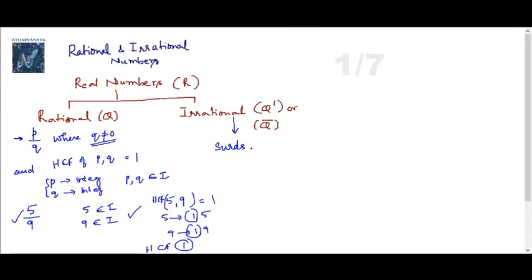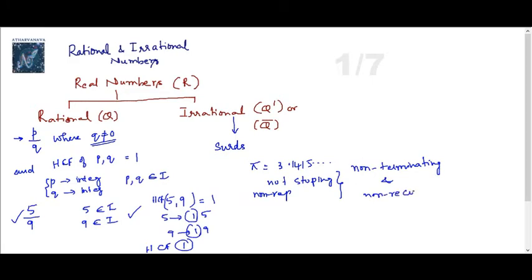Okay, let's consider some examples. Pi. Pi value is 3.1415 and so on, it goes on. It's not stopping. Neither is it repeating. What do you call these kinds of decimals? Non-terminating and non-recurring. So these kinds of numbers or decimals come under the category of irrational numbers.